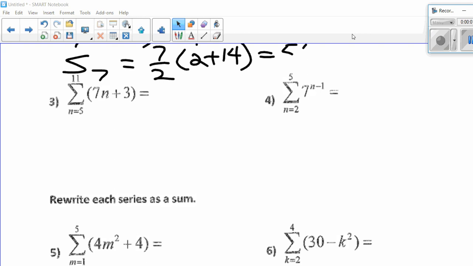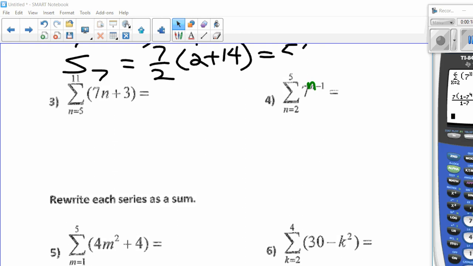We are going to be adding up this series here, and since my n is in the exponent, this is a geometric series. All right, now I can use it. The first thing I can do is just type it into the calculator to get my answer.